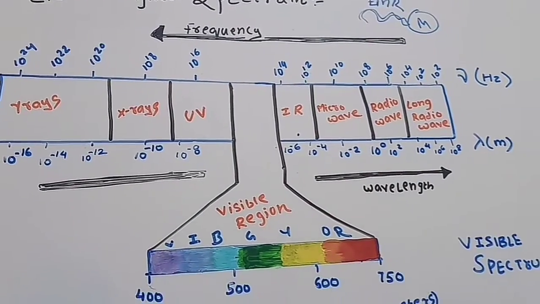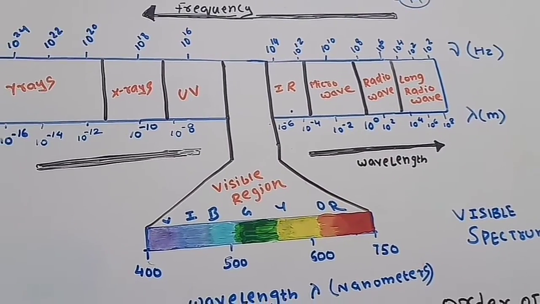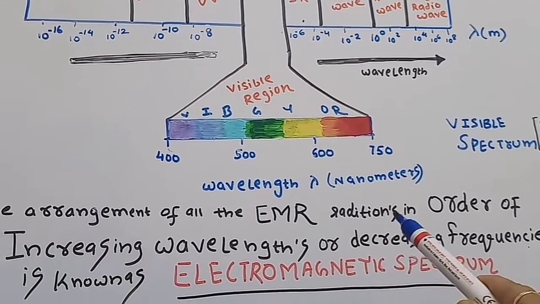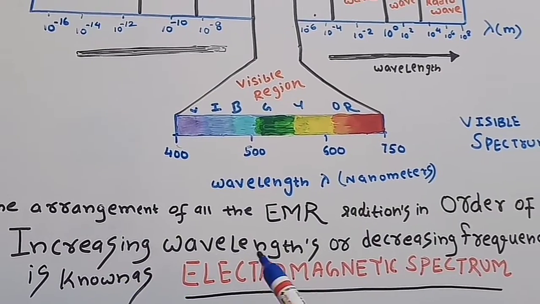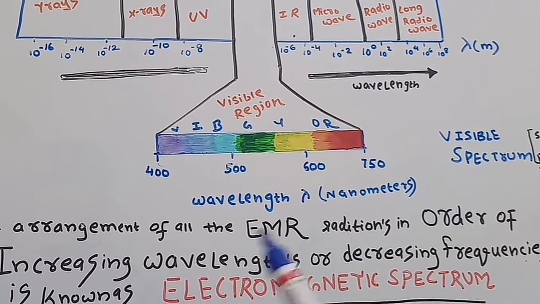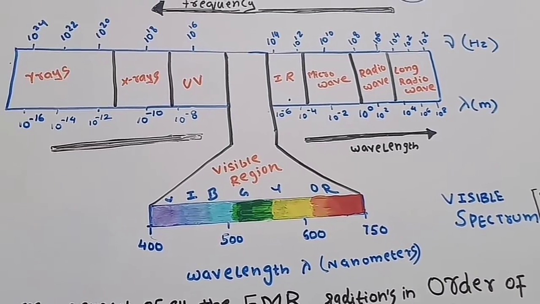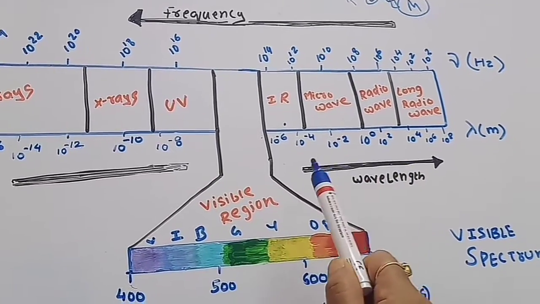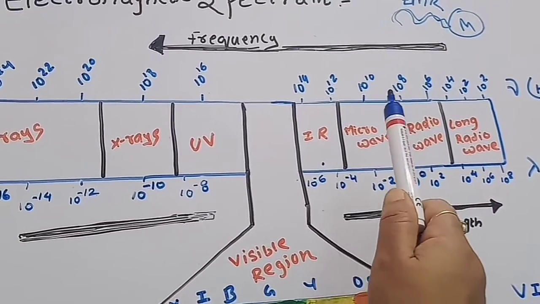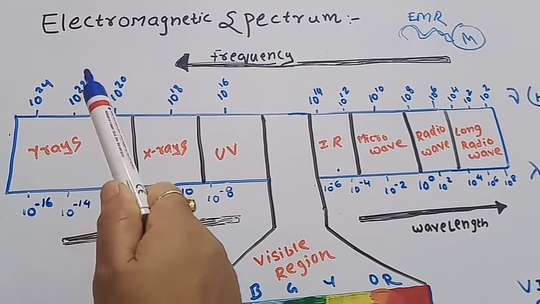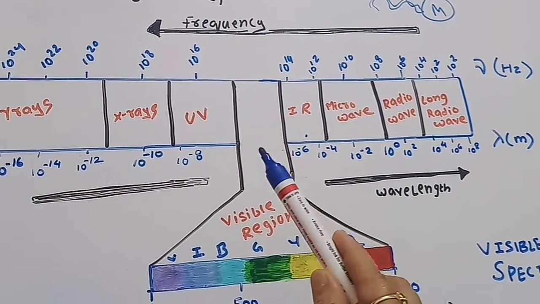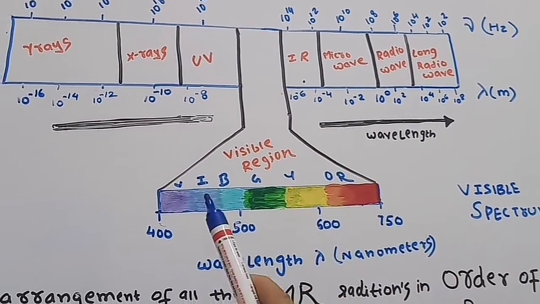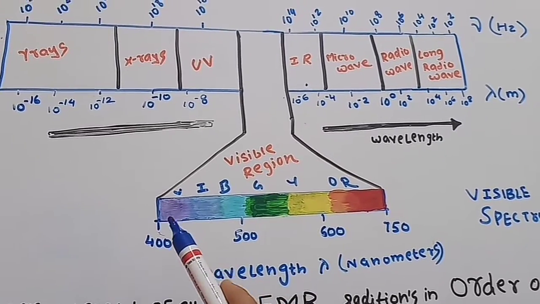we get an electromagnetic spectrum. So here is a diagram for the electromagnetic spectrum. This is the arrangement of all the electromagnetic radiations in order of their increasing wavelength or decreasing frequency, and is known as the electromagnetic spectrum. Here you can see that the wavelengths are presented on this side in increasing order, and here the frequency is in increasing order. The wavelength is increasing towards the red end of the visible spectrum, and it is the least at the violet end of the spectrum.